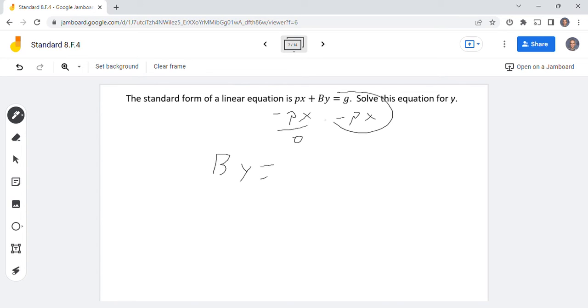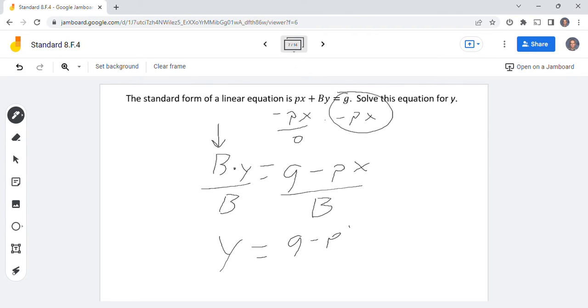And these are not like terms on the right-hand side, so we just leave them separate. We're going to have g minus px. It is okay that we can't combine those. All we have to do now is get rid of this b, and since it's being multiplied to the y, we can undo that with division. So we're going to divide by b. On the right-hand side, we need to make sure we divide everything by b. So we get g minus px over b, and we're finished. We can't simplify this any further. Nothing is like terms to combine, and we don't know what that division ends up being.